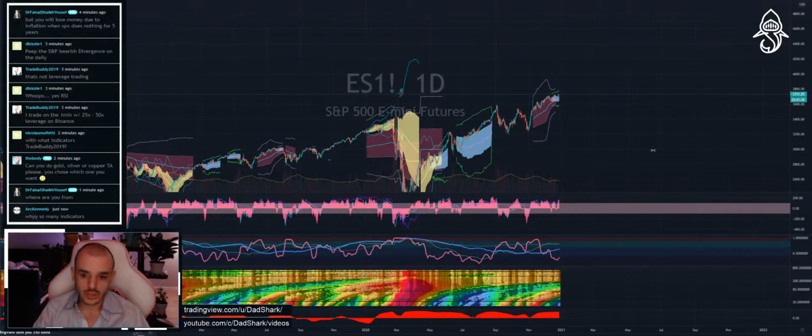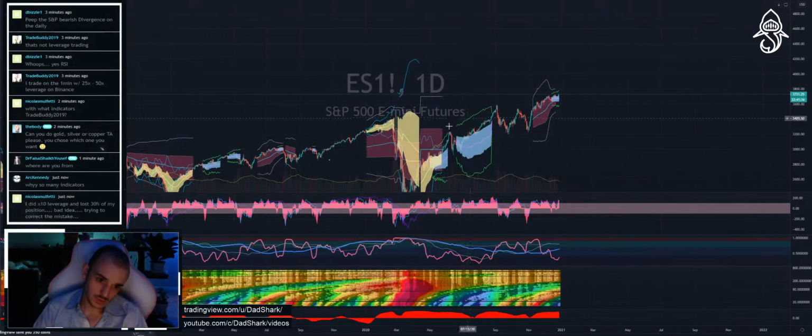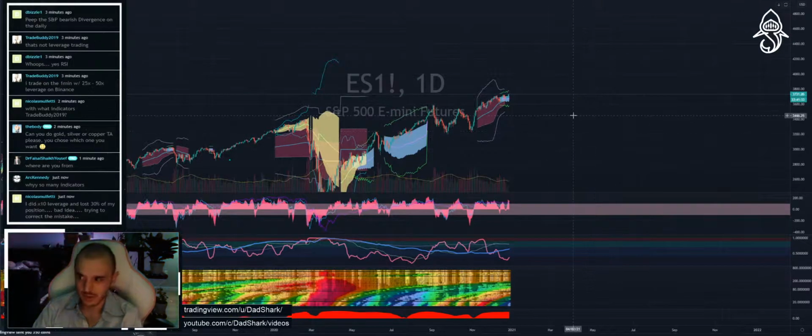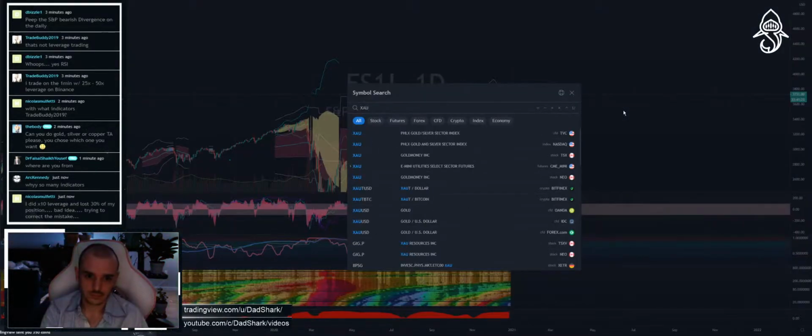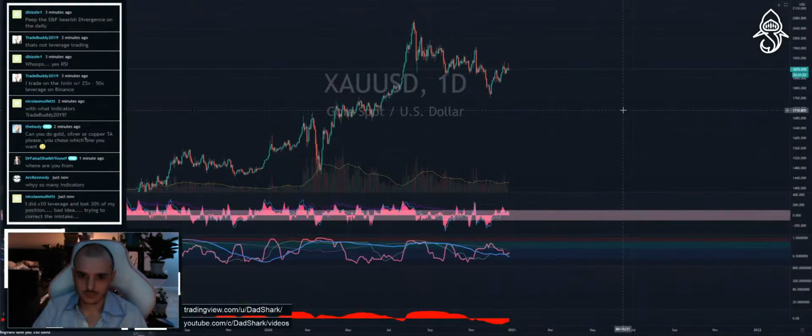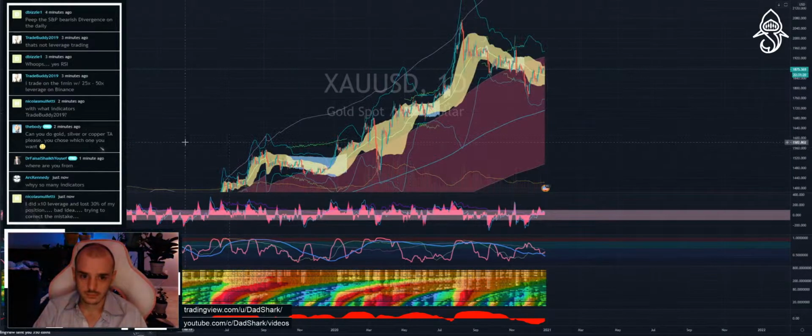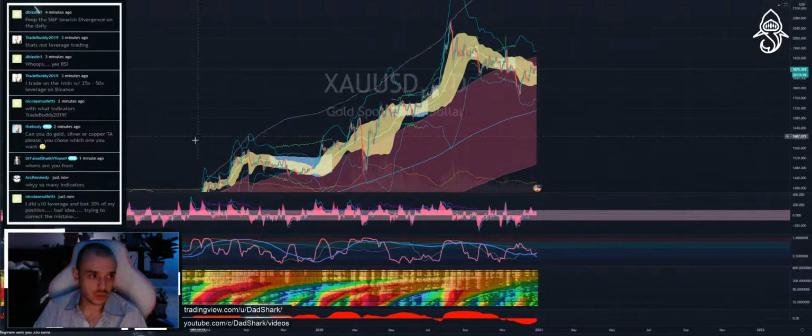Can you do gold? Yeah, I'll do gold. I'd say gold is about as close as you're going to get to a manipulated asset class in traditional assets, simply because of just the paper liquidity of it.